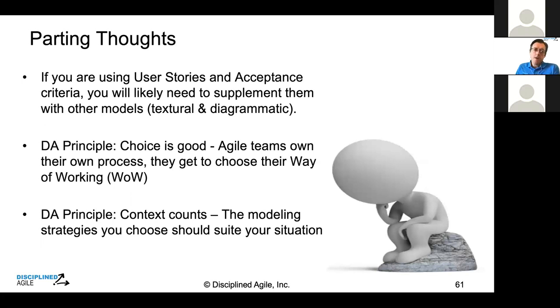So parting thoughts. If you're using user stories and acceptance criteria, that's awesome, but you're likely going to need to supplement them with other models, both textual and diagrammatic. Now, be careful. One of the things about having this rich toolkit that is disciplined Agile is that sometimes there's a temptation to do more than you really need. It's like, wow, there's impact maps, and there's mind maps, and there's use cases, there's this and that. Do the minimal possible. I can't stress this enough.